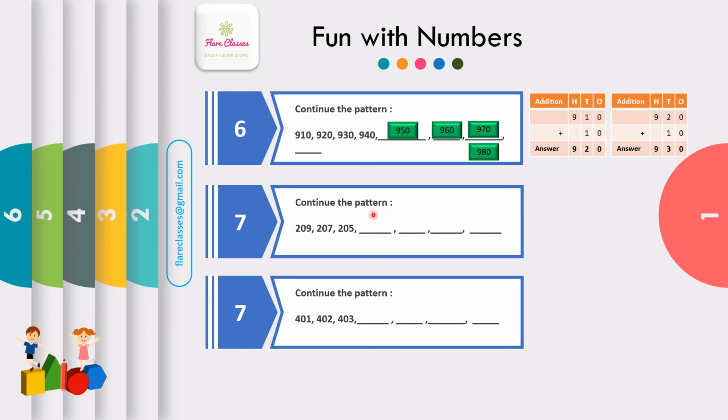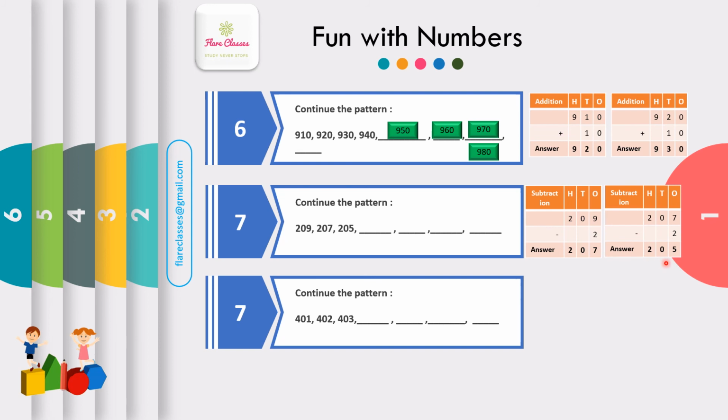Continue the pattern. 209, 207, 205. Here we are subtracting 2 again and again. In 209, if we subtract 2, new number comes 207. In 207, when we subtract 2, new number comes 205. So the pattern is subtraction of 2.